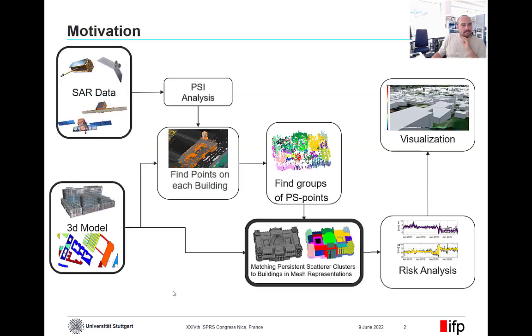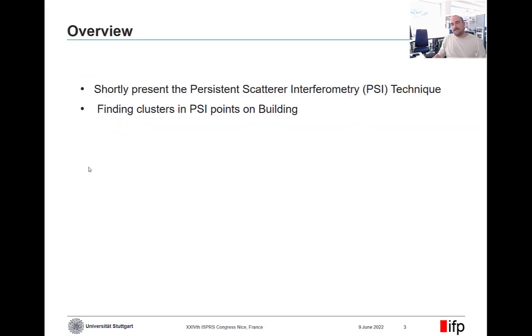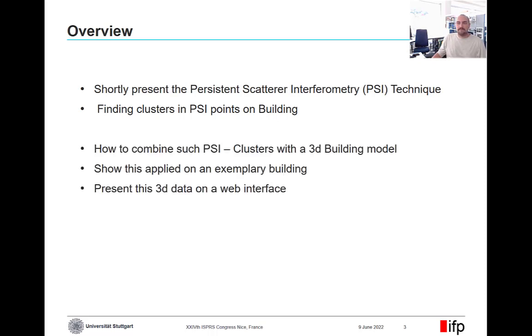In the following, I want to present a method that brings together SAR and deformation measurements, namely clusters of persistent scatterers and 3D representations of buildings. I will shortly present the persistent scatterer method and an approach to find clusters in such PSI points. In the main part, I will talk about how to link such clusters to building parts and show the method applied to an exemplary building. And in the end, I will present an exemplary web interface that helps to explore the results.